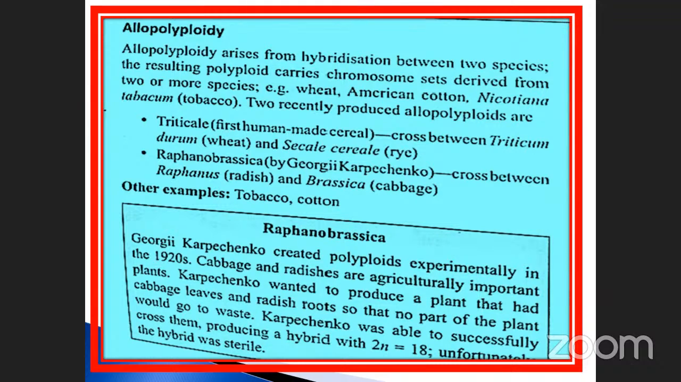Brassica is nothing but the cabbage. Suppose Brassica and Raphanus, both are crossed, and as a result a new one is obtained, which is called Raphanobrassica. The first name, Raphanus, they have given as the genus name, and the second one, Brassica, is the species name. Likewise, other examples are also given. There are so many examples.